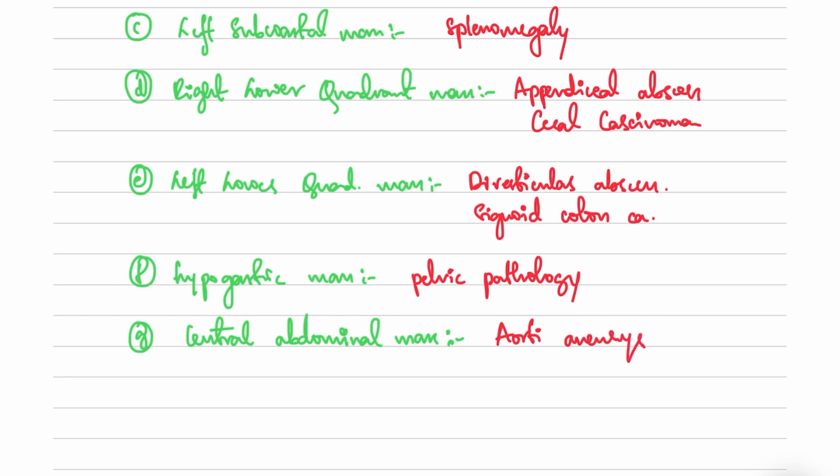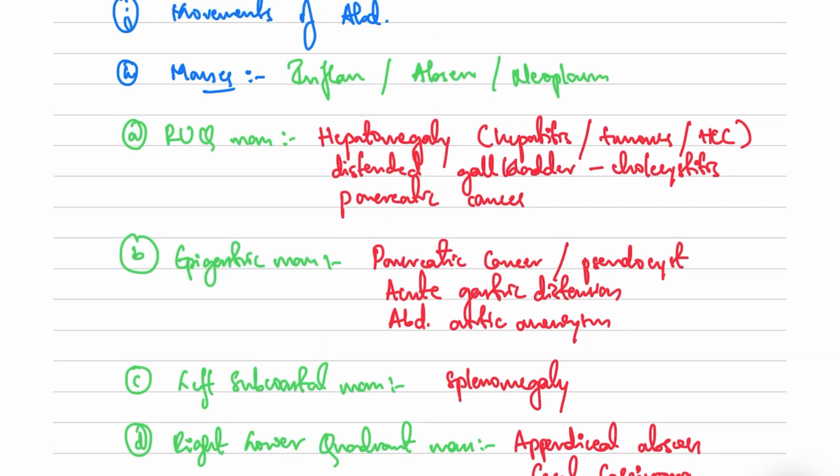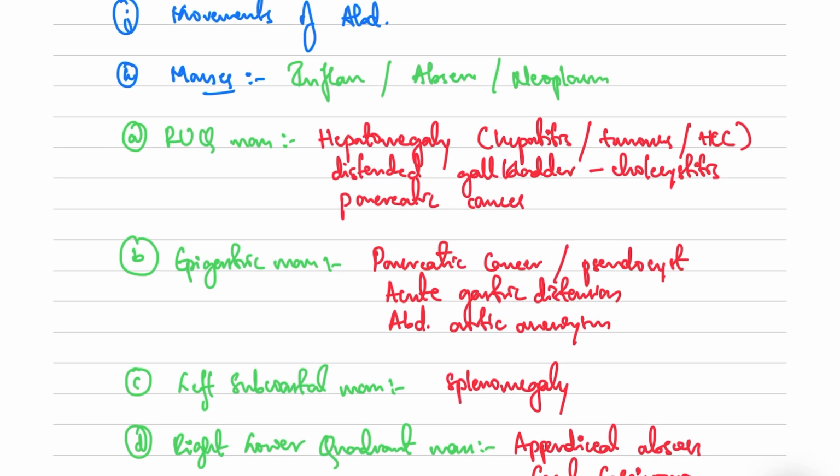So these are all the different things any abnormal mass indicates. If there are masses, mainly they will be due to inflammation, an abscess, or a neoplasm. If it's a right upper quadrant mass, it will be hepatomegaly, mainly due to hepatitis, tumors or hepatocellular carcinoma. It can also be due to a distended gallbladder from cholecystitis, or it can be presented due to pancreatic cancer.